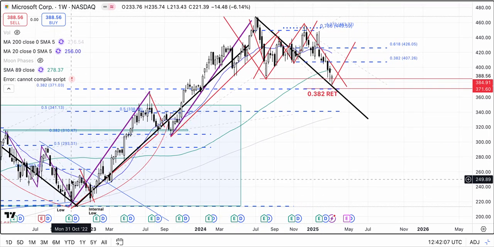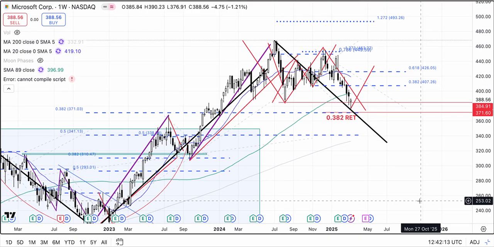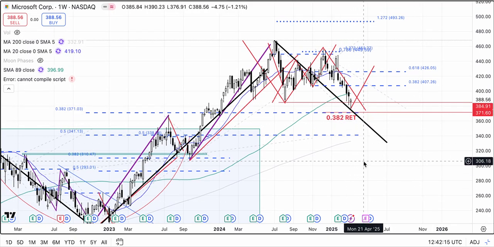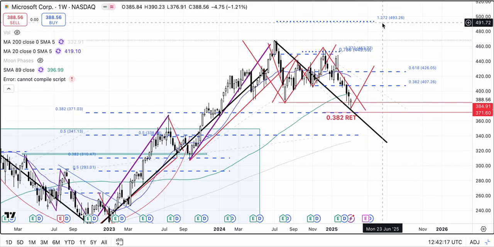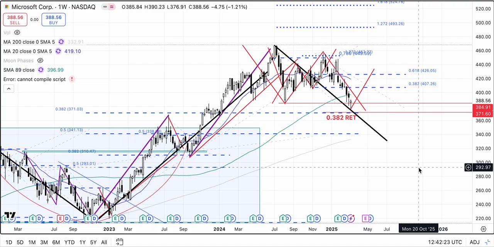putting in a bottom in October 2022 to putting in a high of 1st of July 2024, it could be a pretty massive bottom which the stock might have put in, and Microsoft could be starting to rally to about 493, $500. That possibility is still there.